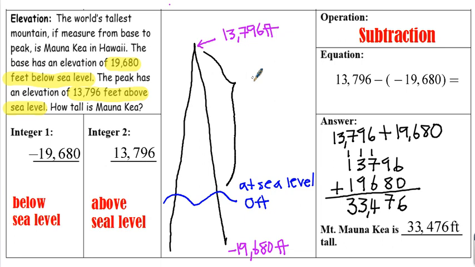And just like the picture, the first problem again, the distance from the top to sea level, which is 0 feet, is again 13,796 units. And then from 0 to negative 19,680 is 19,680, just like absolute value. And together would give us our answer. The picture, again, is really, really helpful.